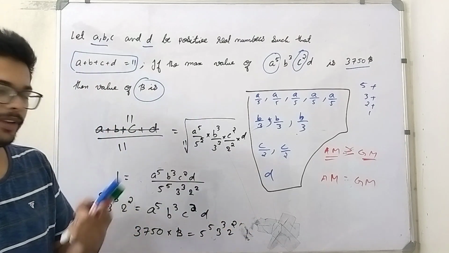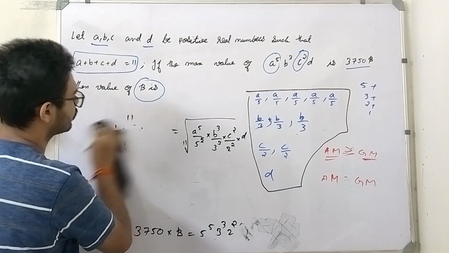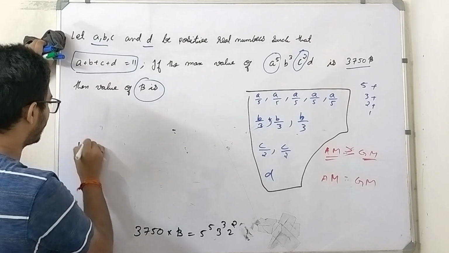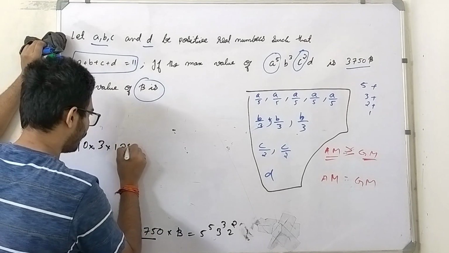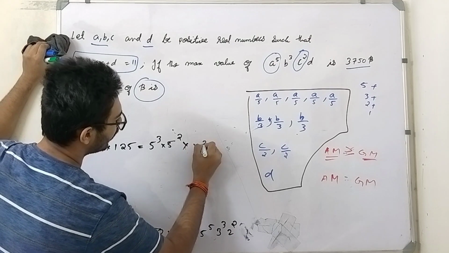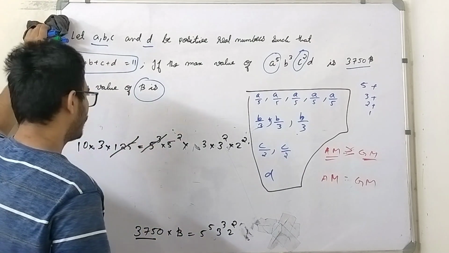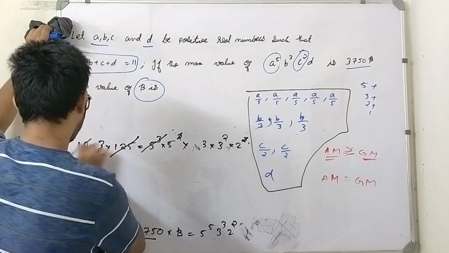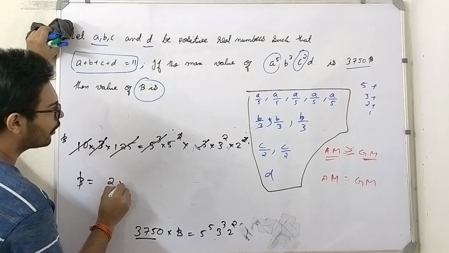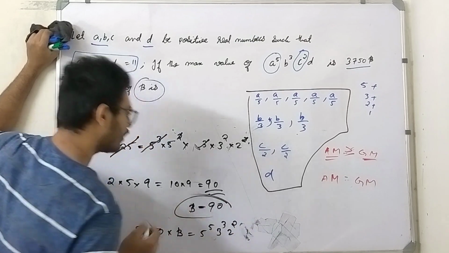How will I find the value of beta? We can just calculate. Here I am writing 3750 as 10 into 375, which is 10 into 3 into 125, which is 5 cube. And 5 raised to 5 I am writing as 5 cube into 5 square. Now 5 cube and 125 will cancel, 10 will cancel, and 3 and 3 will cancel, and here is beta. The value of beta will be 2 into 5 into 3 square, that is 10 into 9, which is 90. The value of beta is 90. This is how you can solve this question.